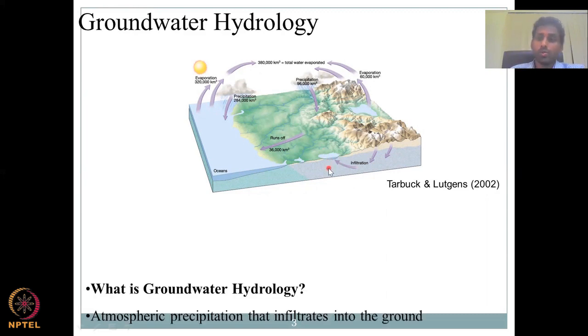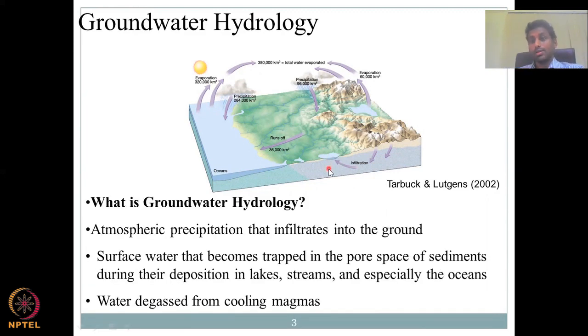So what is groundwater hydrology? The study that focuses on the downward movement of water, or deeper movement of water under the Earth's crust, is called groundwater hydrology. The factors are the same as for the overall hydrology. So atmospheric precipitation infiltrates. It's not that it has a different source of water. The precipitation is the source for all the water, and the precipitation is from the atmosphere. It could be from rainfall, it could be from snowfall, or any other methods that I've given earlier.